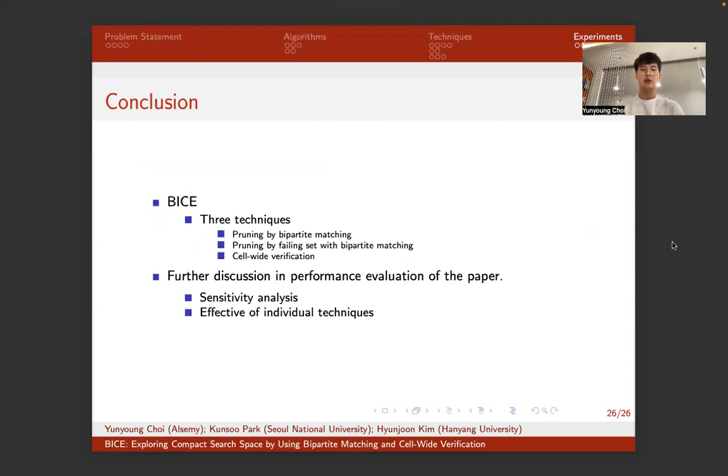In conclusion, we have presented a novel algorithm equipped with 3 techniques and have demonstrated its performance through extensive evaluation. For details of the in-depth discussion on the performance evaluation, please refer to our paper, which includes sensitivity analysis and the performance gain of individual techniques.